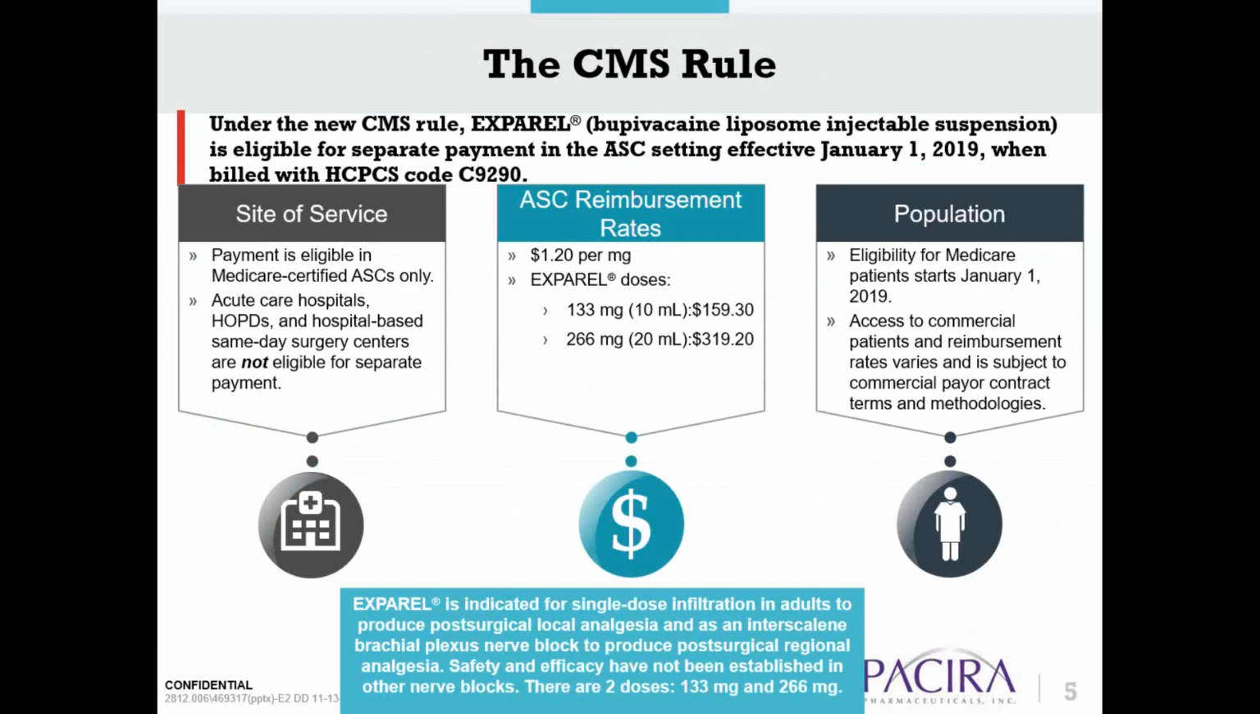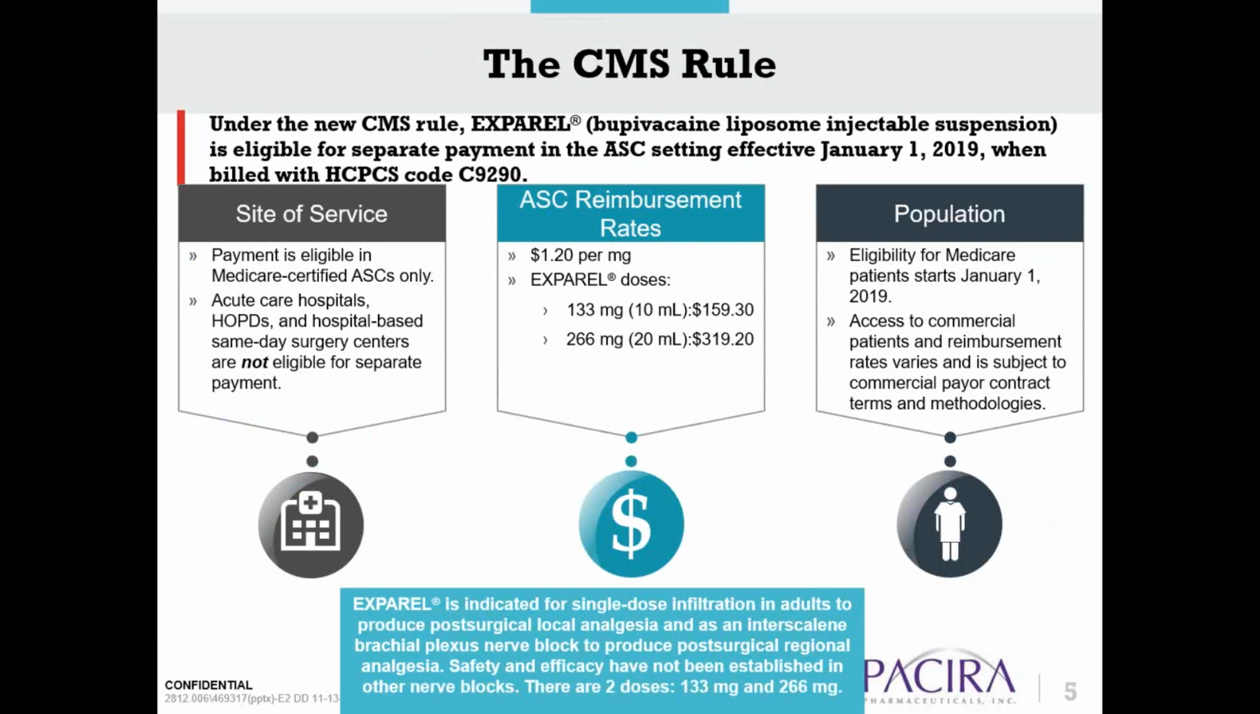The ASC reimbursement rate is $1.20 per milligram, and again, the Exparel doses are 133 milligrams, which would reimburse at $159.30, and the second dose is 266 milligrams, which would reimburse at $319.20. The population, again, is the Medicare population, and eligibility starts January 1, 2019.